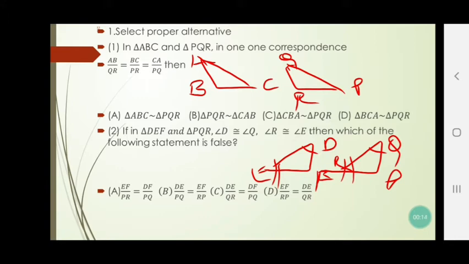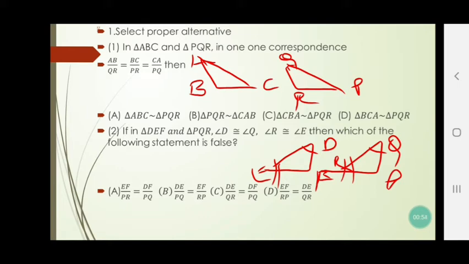In triangle ABC and triangle PQR, in 1-1 correspondence, AB upon QR is equal to BC upon PR is equal to CA upon PQ. Here we have to show the correspondence of the vertices of the triangles. Which of the following options is correct? The correct option is option B, that is triangle PQR is similar to triangle CAB. Now we will see how we got this.